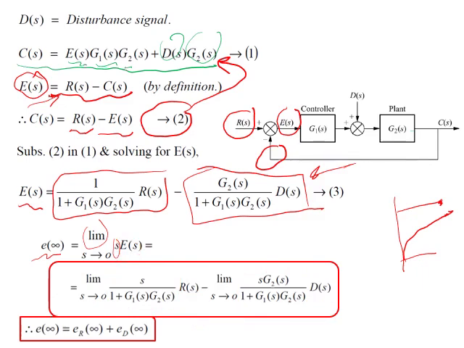In general, we can say that these two parts are the steady state error due to input, which we call e_R, and the steady state error due to disturbance. So we put them here: E(infinity) equals the effect of input plus the effect of disturbance. Why am I saying plus? Because usually it's plus. Whether the sign is positive or negative is going to be decided by the feedback, whether the feedback is negative or positive.